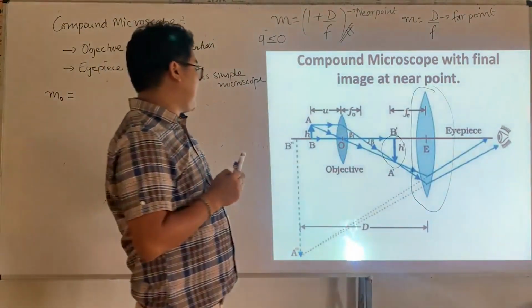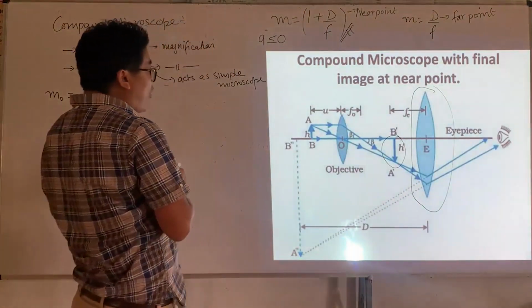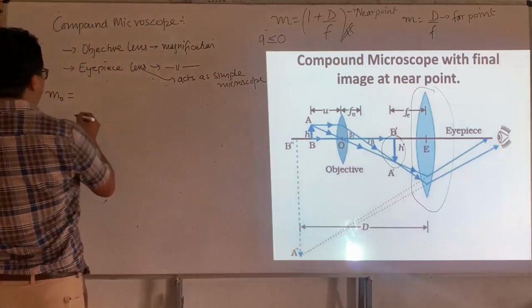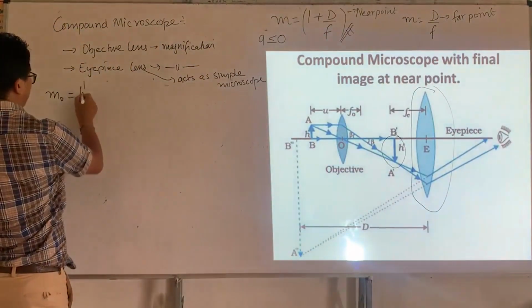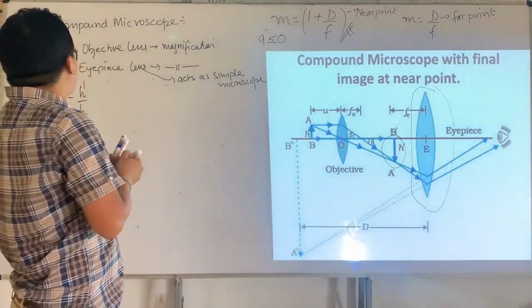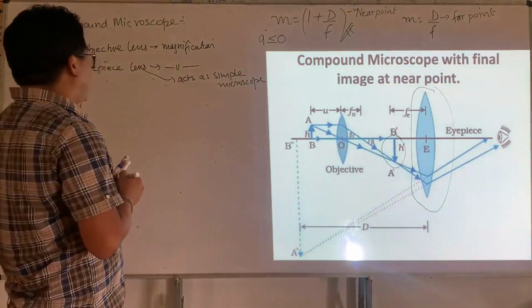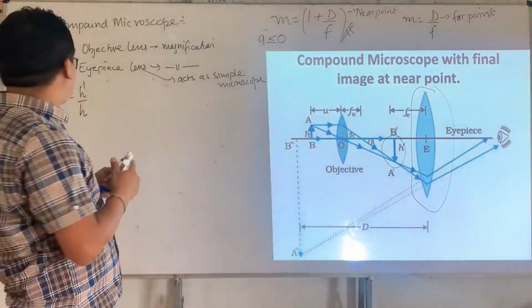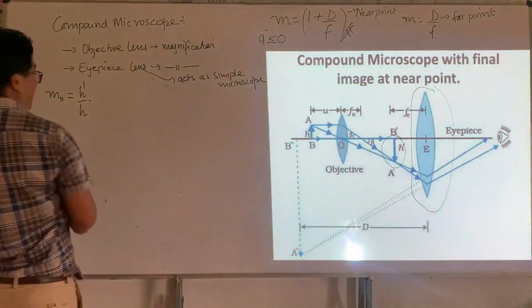Magnification of an objective lens, M naught. So how to find out M naught? Again, M naught is equal to H prime divided by H. This is the magnification. This is what we call a linear magnification. The other one is what we call angular magnification, right? So this is what we have.